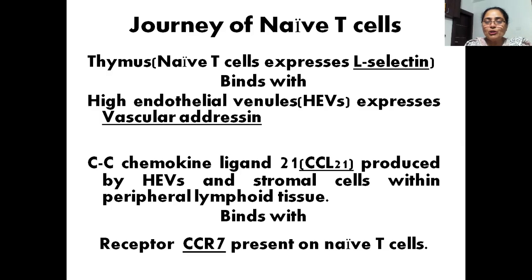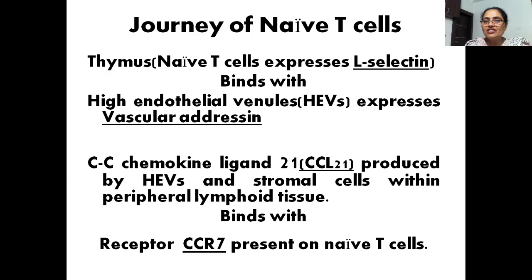Because of L-selectin present in naive T cells and vascular addressin present in HEVs, they bind and travel in the bloodstream. And another one is CC chemokine ligand 21, CCL21, which is produced by HEVs and stromal cells in the peripheral tissues. They bind with a receptor which is present in naive T cells. And what is that receptor? This receptor is CCR7.